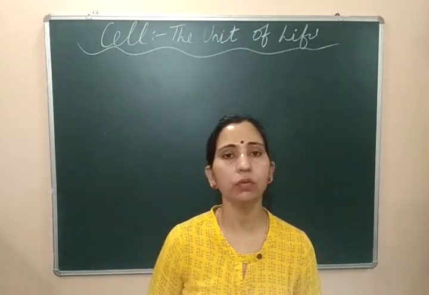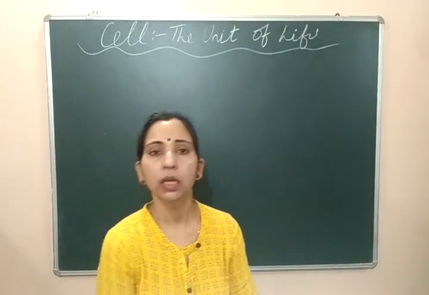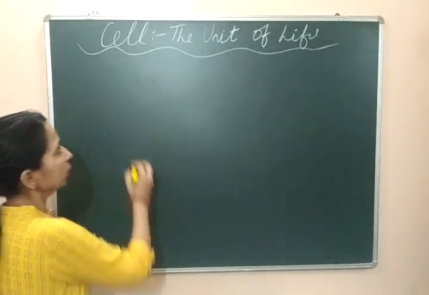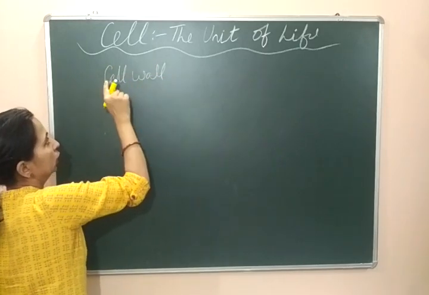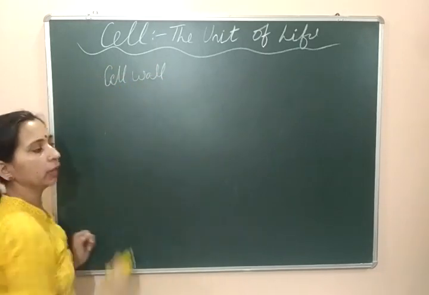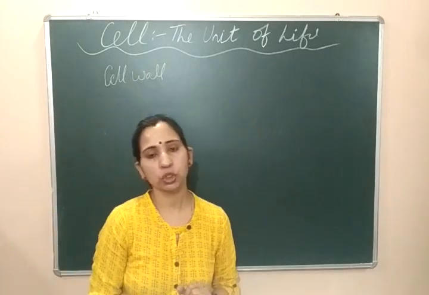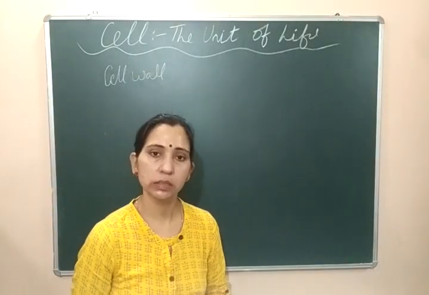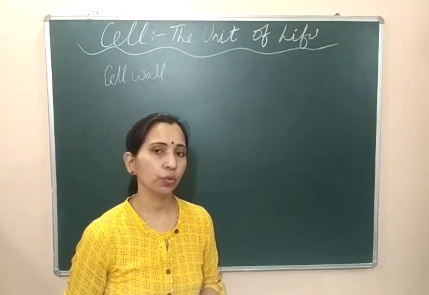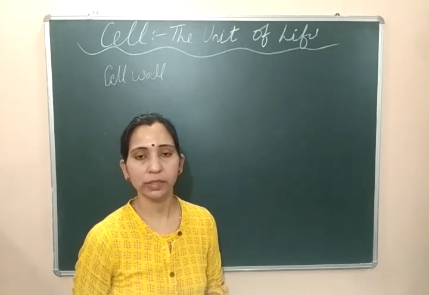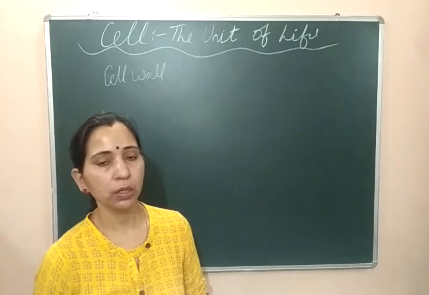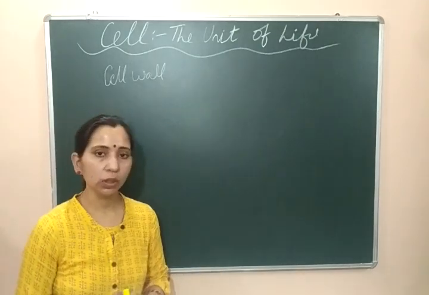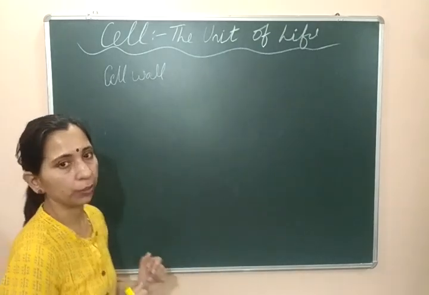Today we will discuss the next part of the cell, that is the cell wall. So let's start with the next topic, that is cell wall. Cell wall, as you all know, is the outermost membrane of the cell in some organisms, like in the case of plants, prokaryotes, fungus, etc. We will discuss it. This is the outermost membrane of the cell and it works as a protective membrane also.